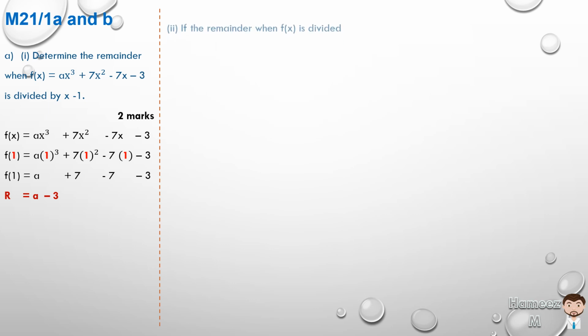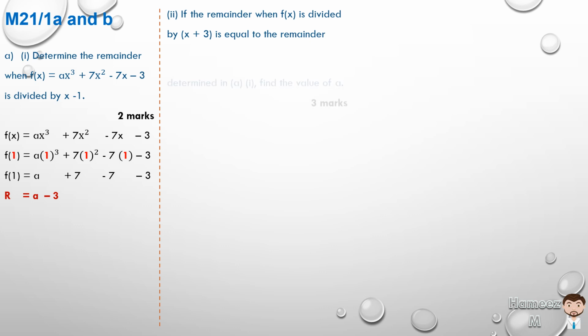Part 2. If the remainder when f of x is divided by x plus 3 is equal to the remainder determined in part 1, find the value of a.